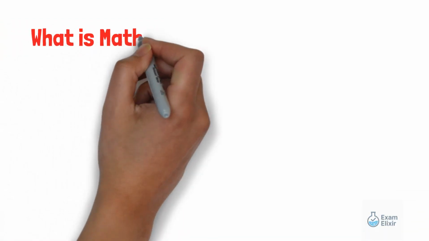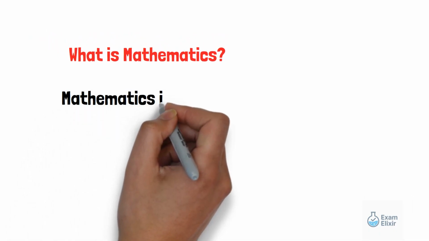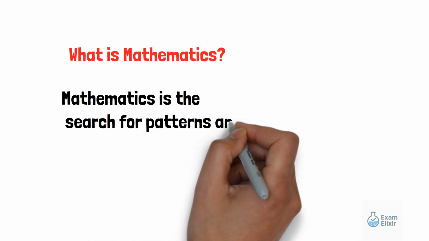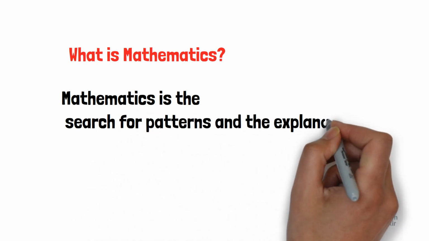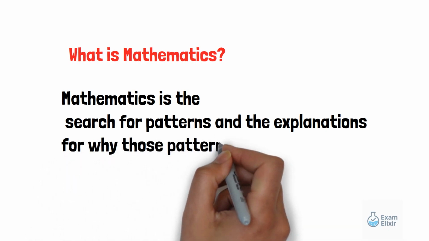The first question arises: what is mathematics? Mathematics is the search for patterns and explanations for why these patterns exist. That means mathematics involves a lot of patterns, and why these patterns exist, meaning the logic behind that pattern, is known as mathematics.